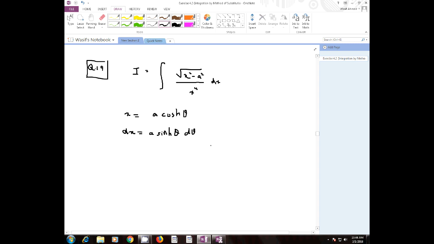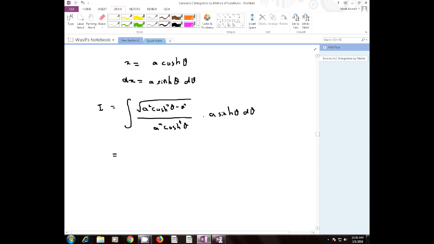Substitute these values back into your original integral. You get I equal to square root of a square cos hyperbolic square theta minus a square divided by x raised to the power 4, that is a raised to the power 4 cos hyperbolic raised to the power 4 theta, and in place of dx you have to write a sine hyperbolic theta d theta. Next you have to simplify.